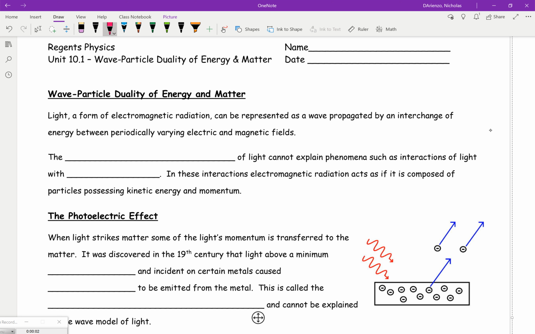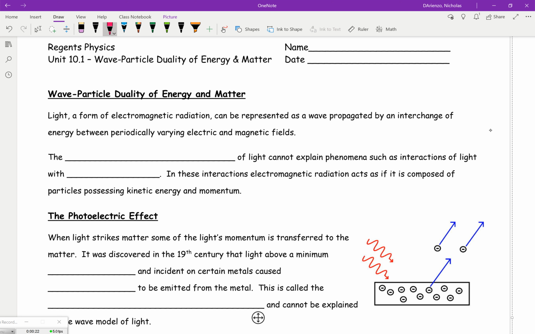Welcome everyone to our lesson today on the wave-particle duality of energy and matter. This is our first lesson in Unit 10 on modern physics, which will be the last unit in the Regents Physics course of study that is offered by myself.